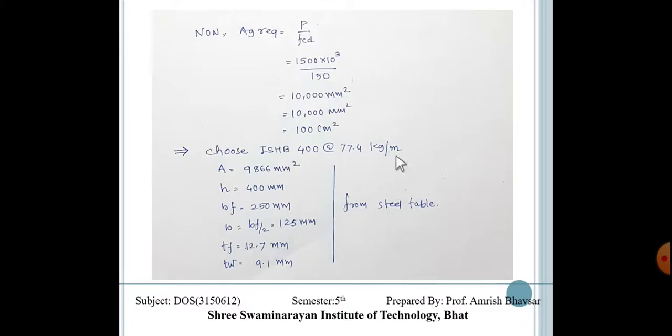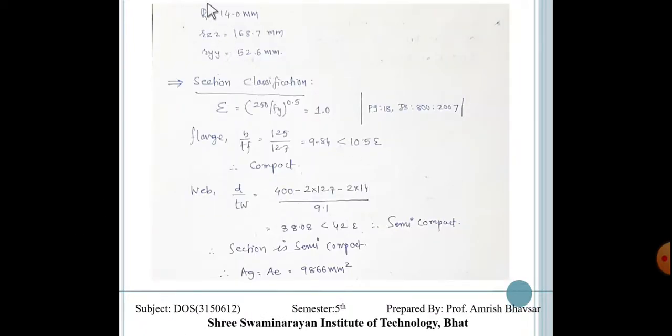These are the important properties of that section. Again, root radius, that is 14, RZZ and RYY, both properties must be taken from the steel table. Now, as we know, first we have to classify our section, and the section classification is given on page number 18 of IS 800.